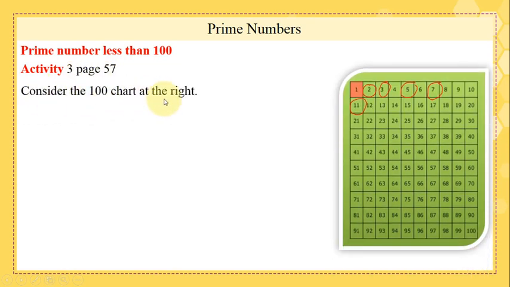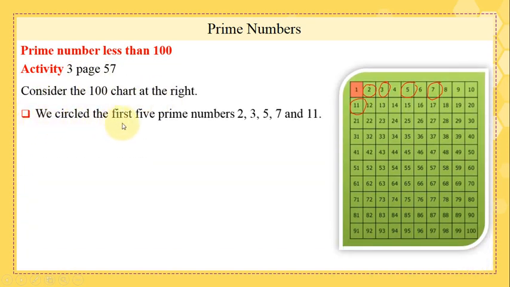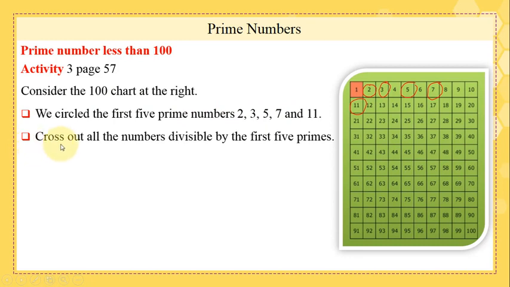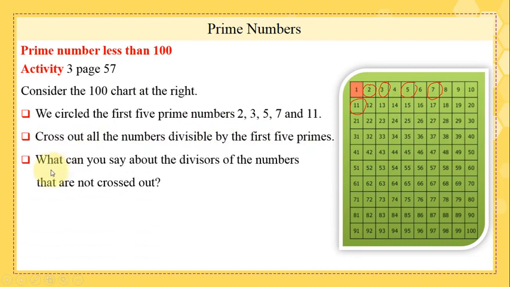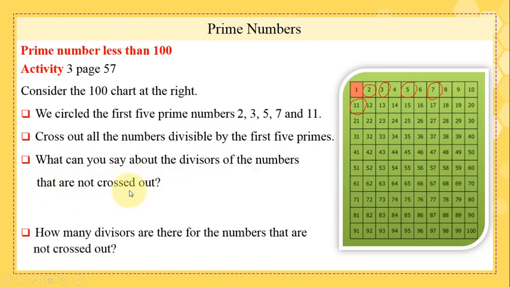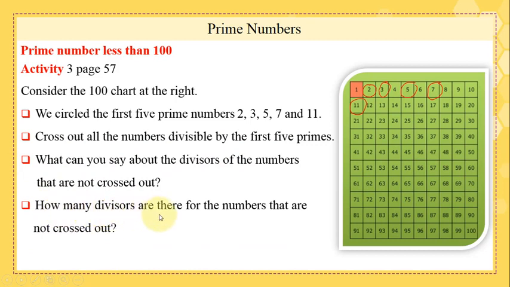Consider the 100 chart at the right. We circled the first 5 prime numbers: 2, 3, 5, 7, and 11. Cross out all the numbers divisible by the first 5 primes. What can you say about the divisors of the numbers that are not crossed out? How many divisors are there for the numbers that are not crossed out? Please pause this video to solve this activity.